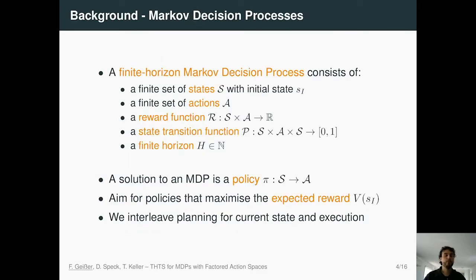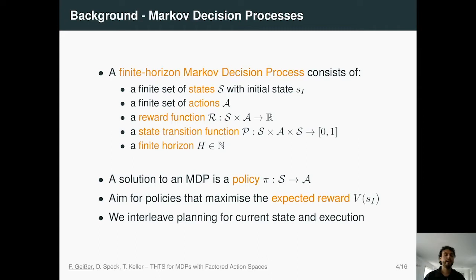Additionally, we are going to focus on finite horizon MDPs. Formally, a finite horizon MDP consists of a finite set of states, together with some initial state, and a finite set of actions. We have a reward function that tells us, given a state and an action, what is the reward we get if we apply this action in this state. We have a state transition function: what is the probability, given an action and a state, of applying this action in a state to get to a successor state?